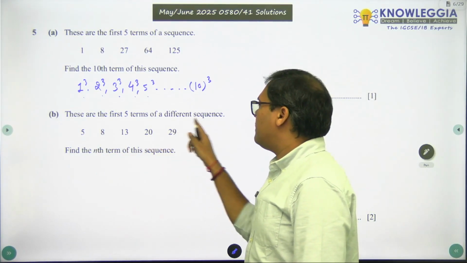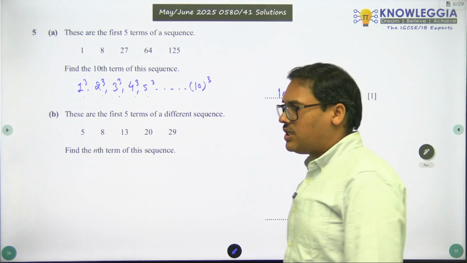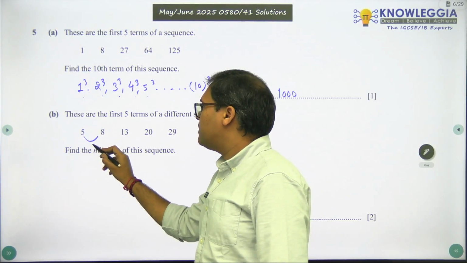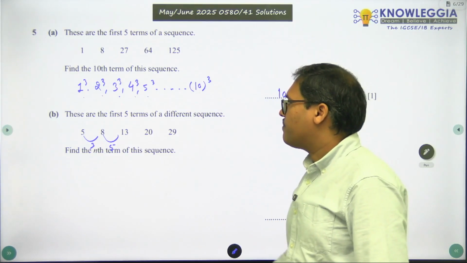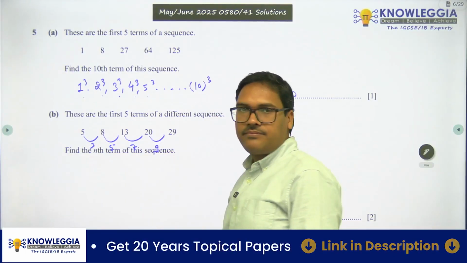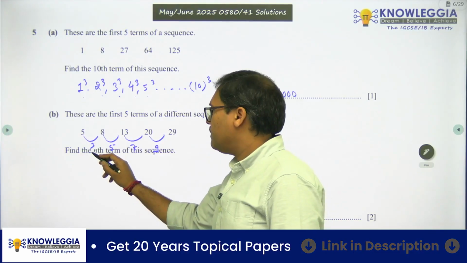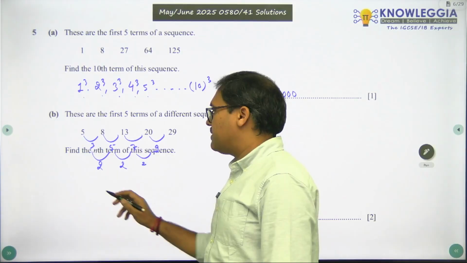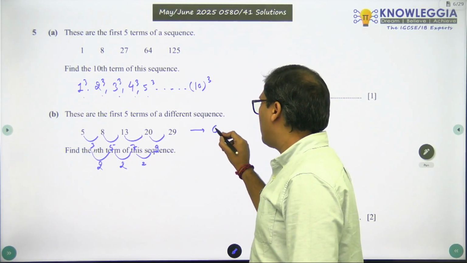Now, there are 5 terms of a different sequence which are given, to find the nth term of the sequence. First let's identify which kind of sequence this is. The difference here is 3, here the difference is 5, here the difference is 7, here the difference is 9. Now you can see the difference is 2, 2, 2. That means the second difference is constant. If the second difference is constant, this will definitely be a quadratic sequence.